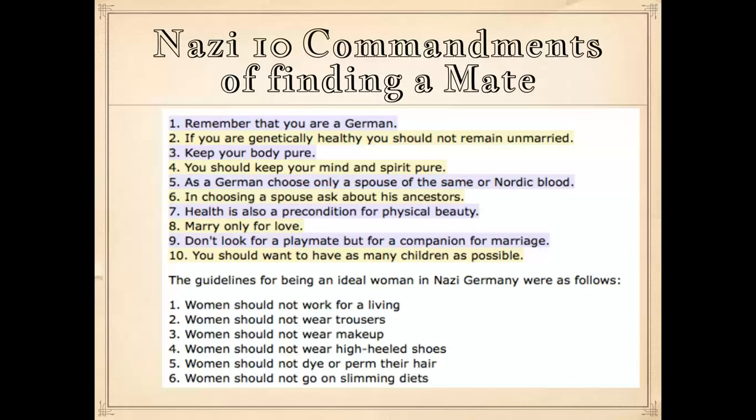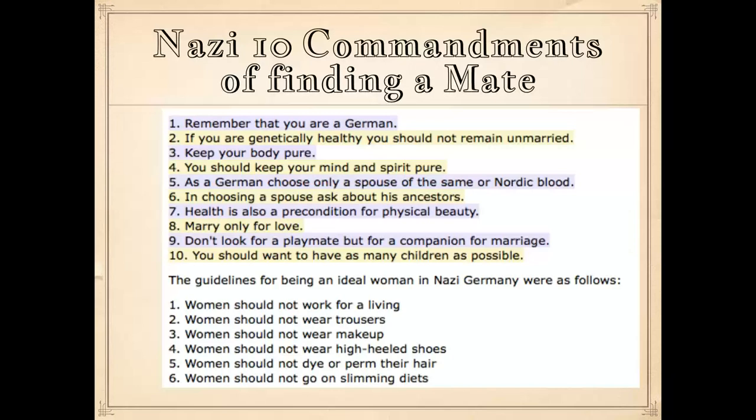So again, if you're a German woman, you choose only a spouse of the same Nordic blood. So you only marry of your own Nordic race. Ask about your ancestors. If you're dating somebody, you need to ask them about their ancestors. Are they pure Nordics? Are they pure Aryans? You want somebody that's pure.